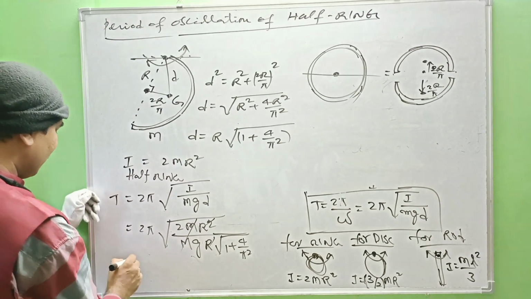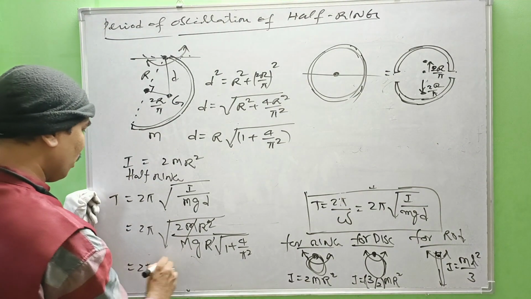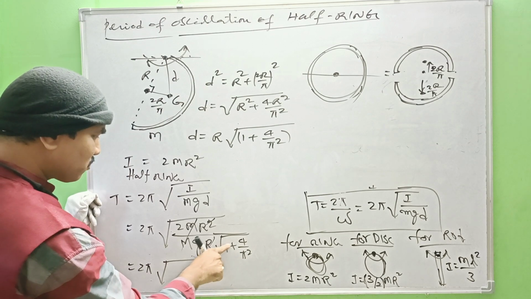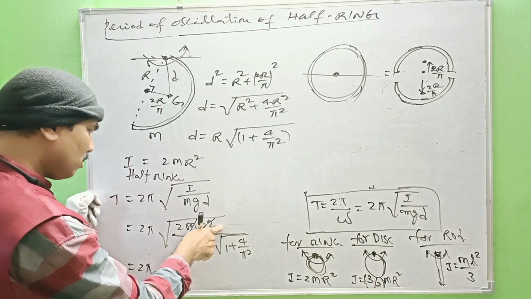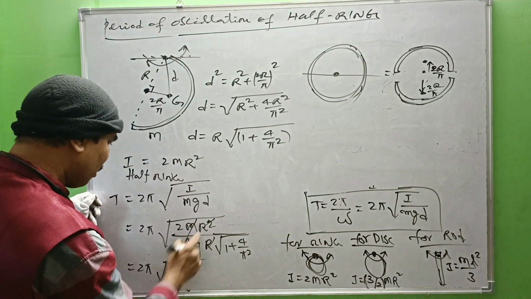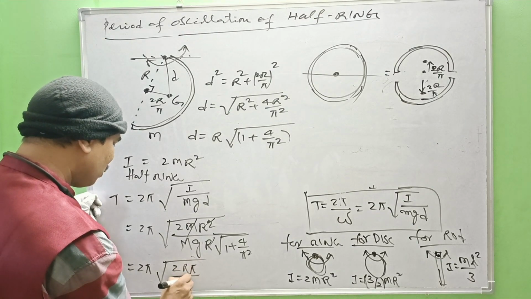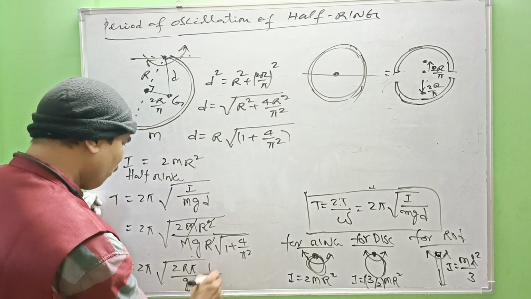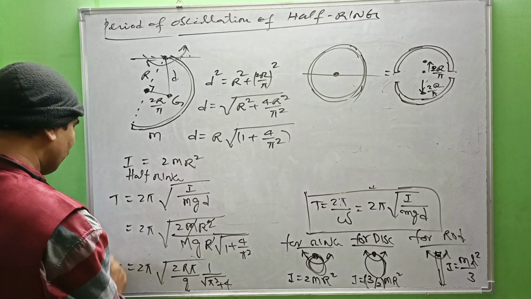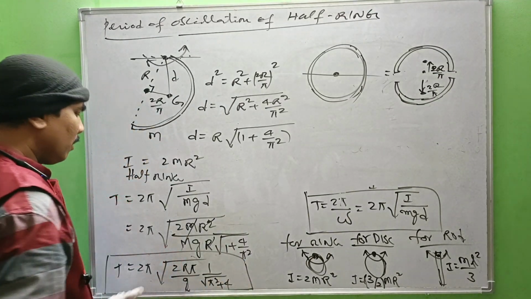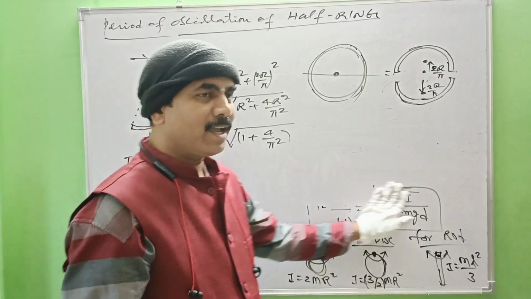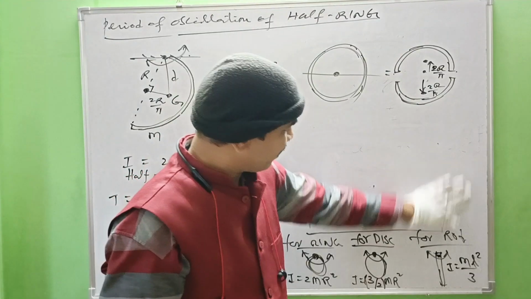Now we are left with 2 pi into root over, taking LCM, pi square plus 4 by pi square. Pi square goes to the numerator, it becomes pi. That is 2 r pi by g into 1 by root over pi square plus 4. So this will be the expression for the period of oscillation of the ring. That's how one can find the period of oscillation of the ring.